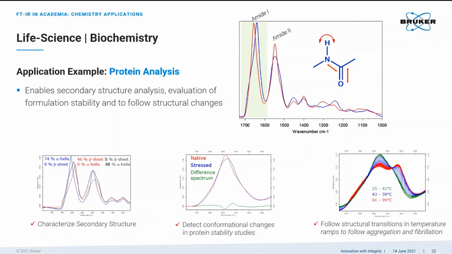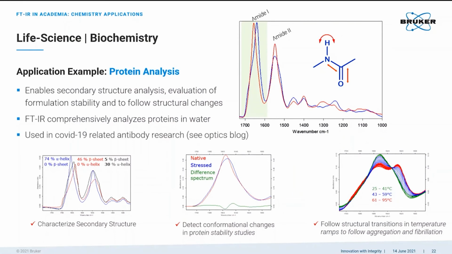precipitation. Best of all is that this works in the natural environment of a protein, in water. This might come as a surprise to many of you since it is often stated that IR and water don't mix really well. But actually, using a special setup and very sensitive detectors, we can analyze protein in very low concentration, down to 0.1 microgram per microliter. As an interesting side note, I want to mention that this technique is actually used in COVID-19 related antibody research.